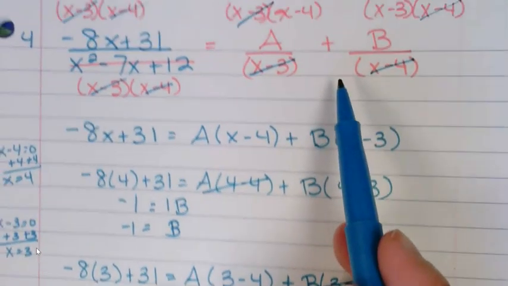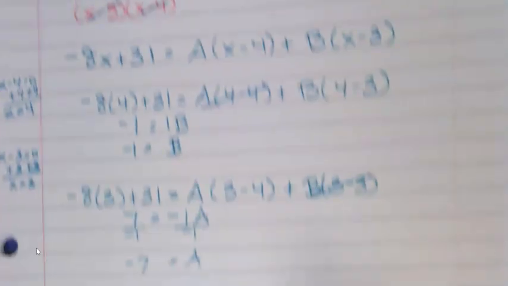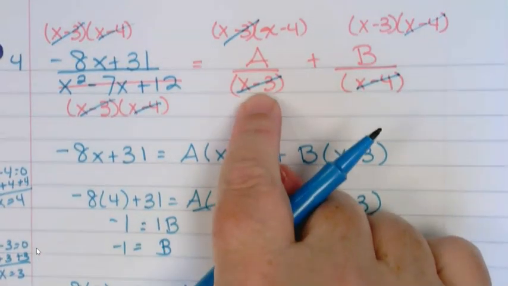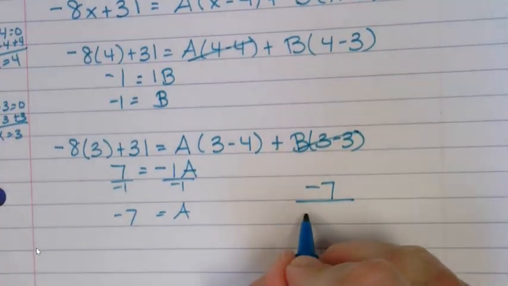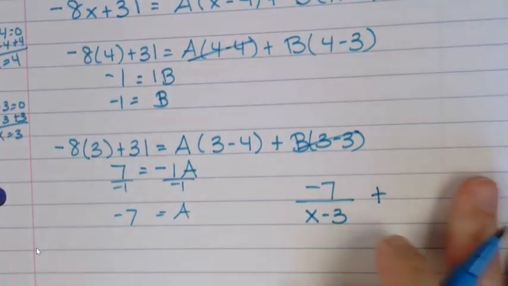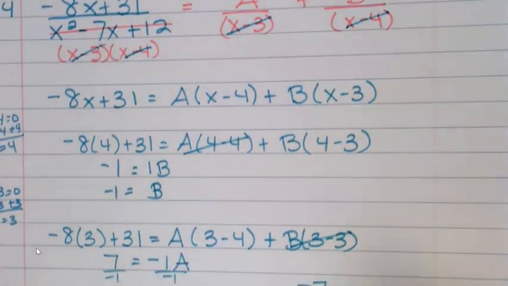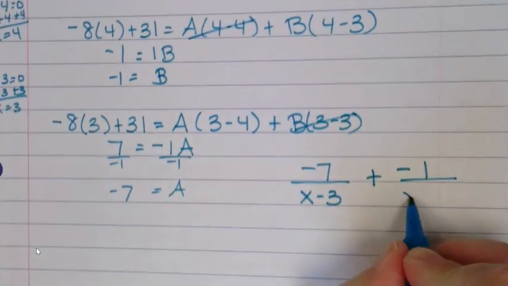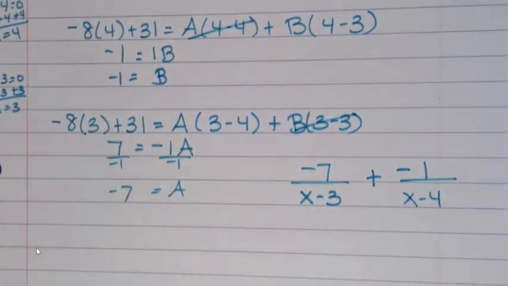We come way back up here. Notice what a is underneath. So final answer: negative 7 under x minus 3, plus, or I guess minus, b is negative 1 over x minus 4. Okay, and that's it for that one.